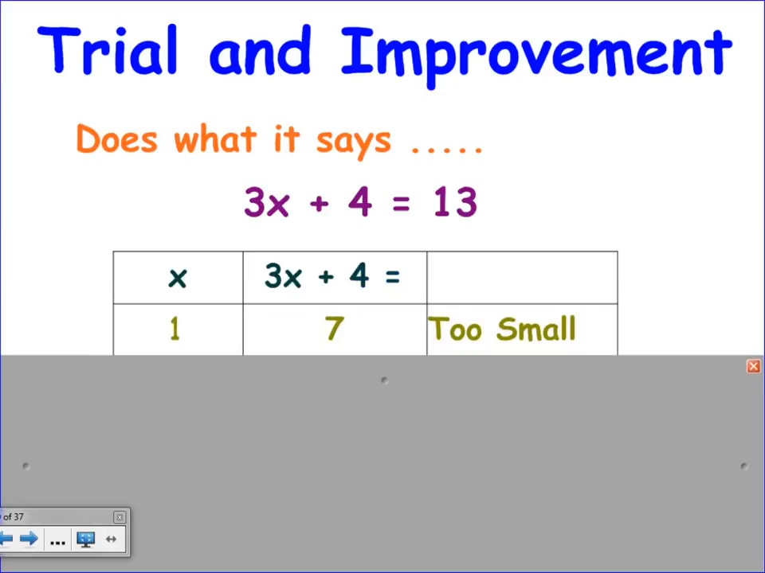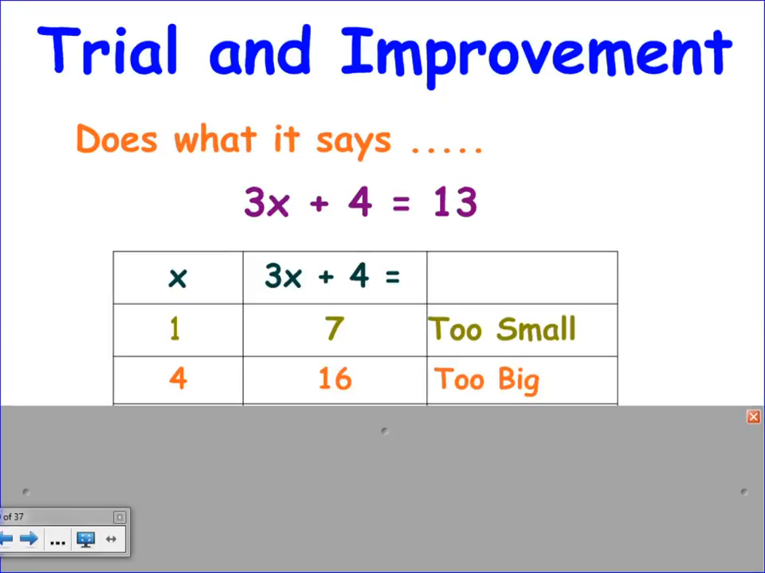How does trial and improvement work? Well, you put in a number here to have a guess at what the answer is. So if I say to you, I'm going to stick in the number 1, 3x means 3 times 1, 3, plus 4 gives me 7.